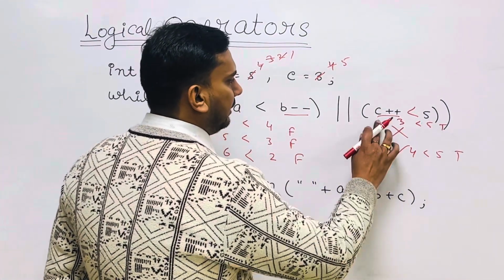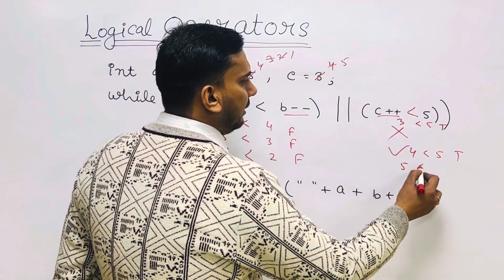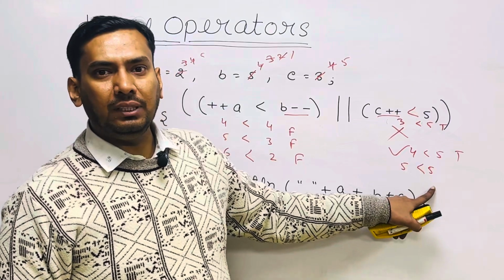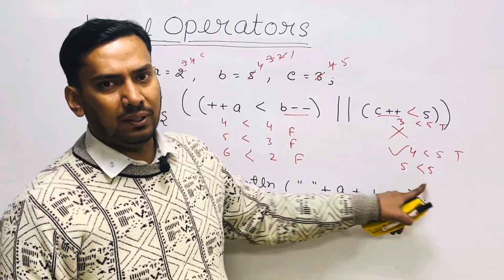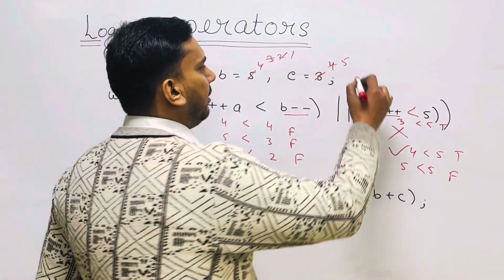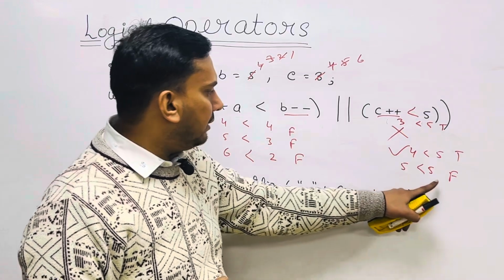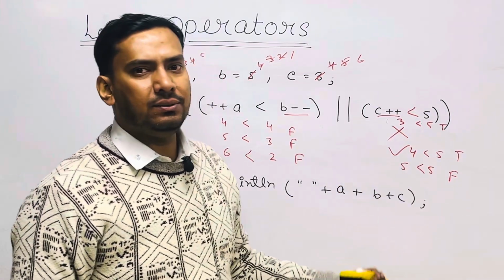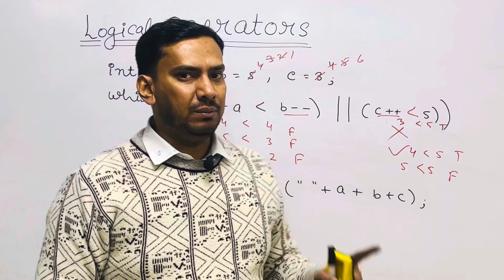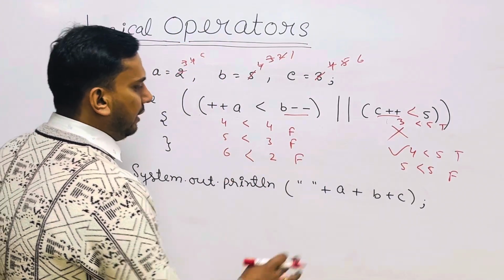So, let us go to the second expression. The second expression says c++. So, the value of c is 5, and 5 is less than 5. Now, this condition also gives you false, and c++ will take place here, so it will make it 6. Now, it is false or false, so it is false. It means the next iteration will not take place. It means the loop will terminate, and when you come outside the loop, you will print a, b, c.